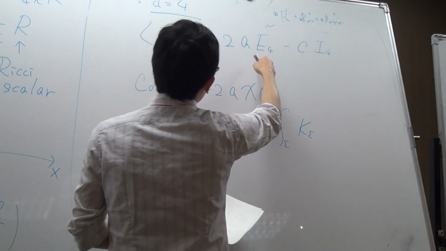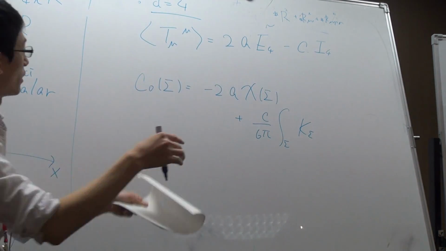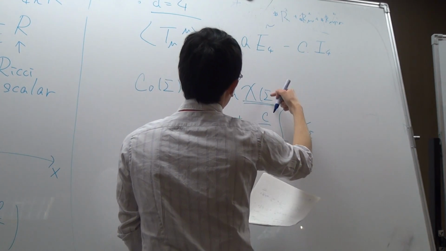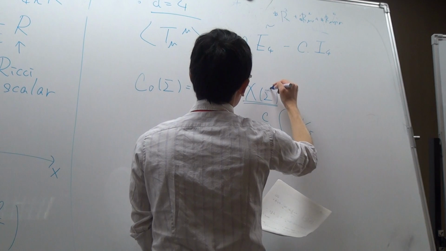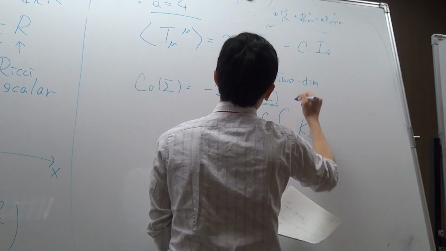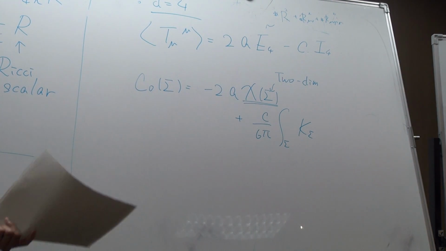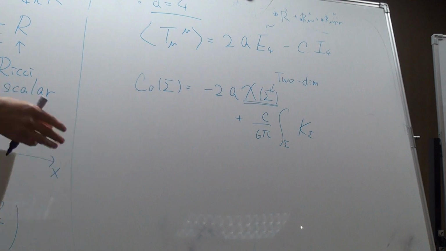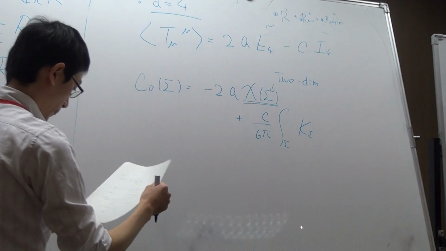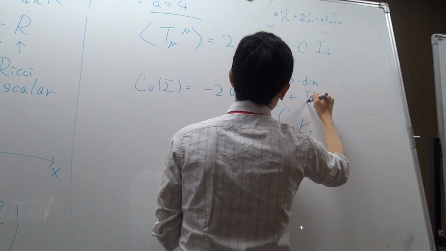Originally we have an Euler density for the four-dimensional manifold, but after the computation you see that this is the Euler number for the entangling surface, sigma. This is a two-dimensional surface, which divides your system into two parts, A and B. And this is the Euler number of sigma.